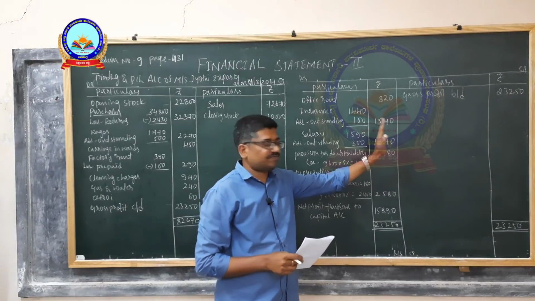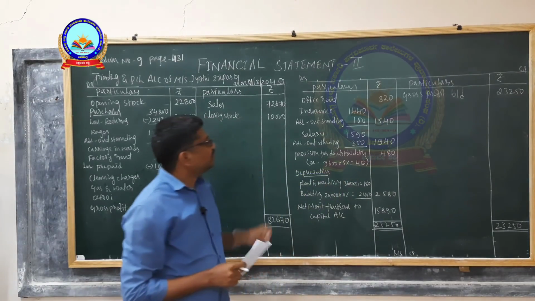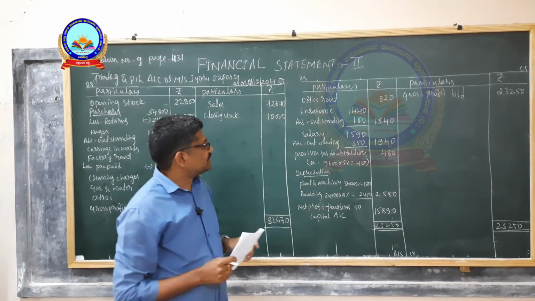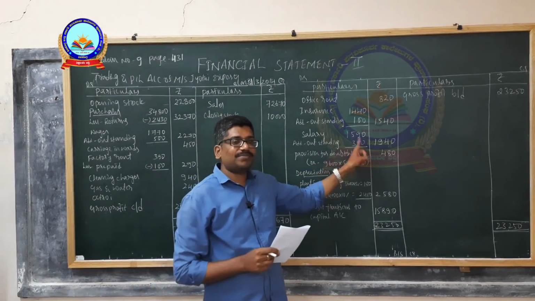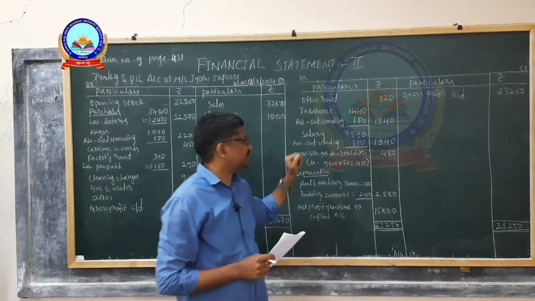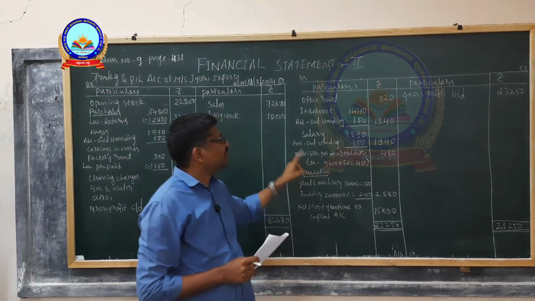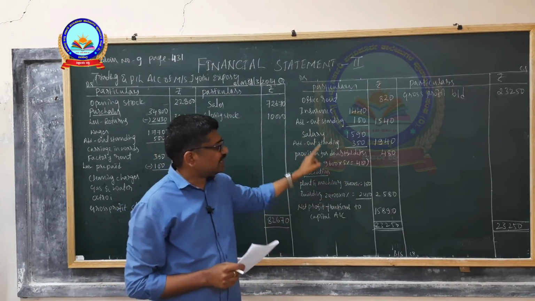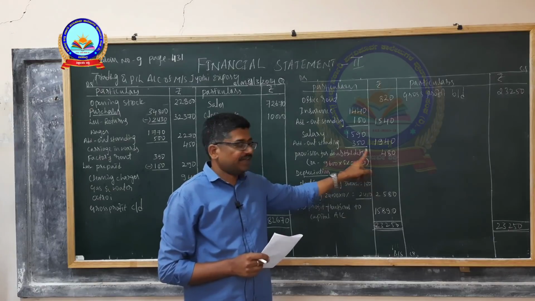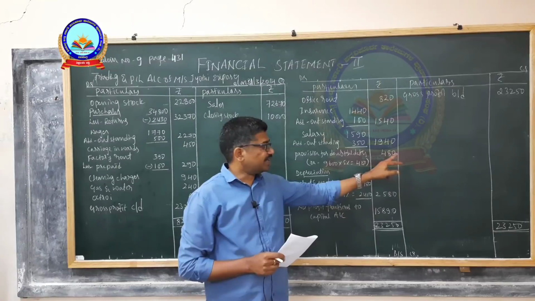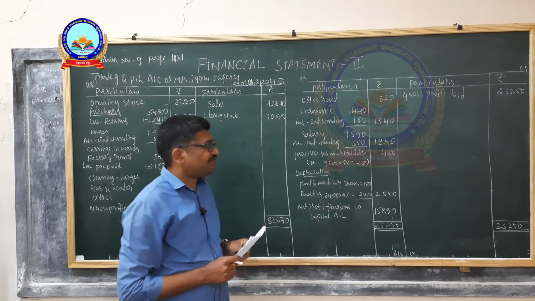So together you write in the final column rupees 1540. Next, salary. Salary is also one of the indirect expenses. You write in the detail column because there is an adjustment for this. Salary rupees 1590 in the detail column. Add outstanding salary, rupees 350. If we add it together, it becomes 1940. You record it in the final column.